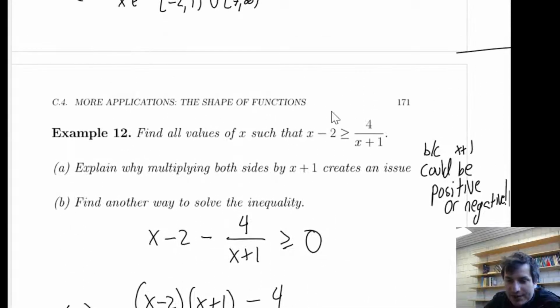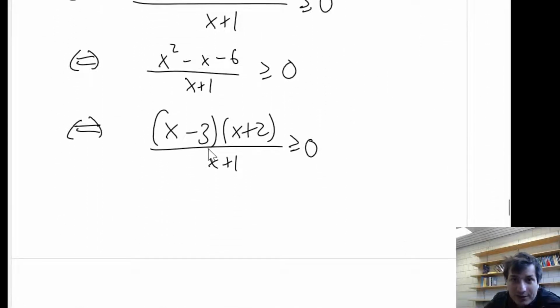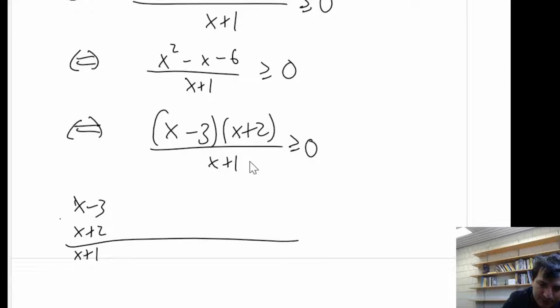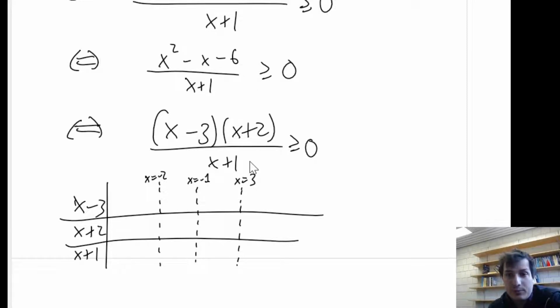A lot of things that don't look number liney, if you move them over in the right way, you can make them look number liney. So I'm going to have three factors: x minus 3, x plus 2, and x plus 1 in my table. What are the important points on my number lines? There's going to be x equals negative 2, that comes from the x plus 2. There's going to be x equals negative 1. And there's going to be x equals 3. Those are all important points on my table.